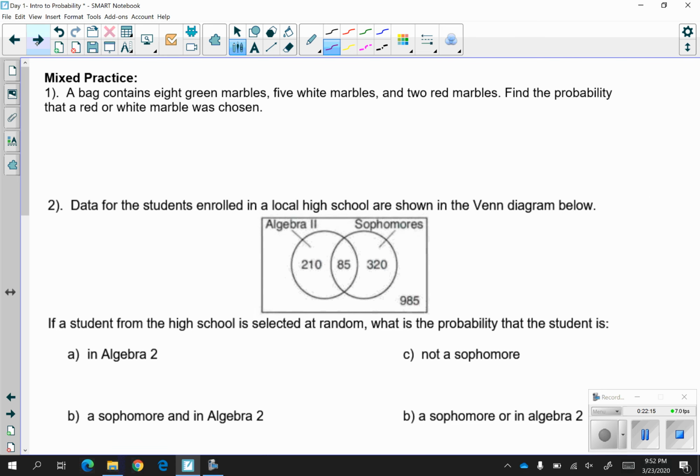Let's try some mixed practice. So a bag contains 8 green marbles, 5 white marbles, and 2 red marbles. They want you to find the probability that a red or white marble was chosen. So if you want to actually try and get used to this formula, we have to first find the total number of marbles. We have that there are 8 green, 5 white, and 2 red.